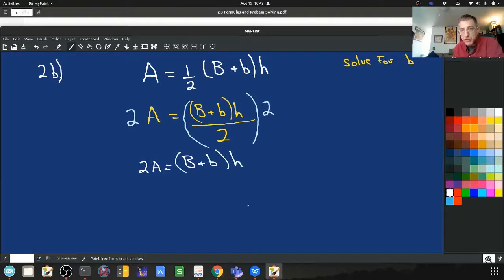Now here you have two different paths to go. And you can use distribution if you want. But I'm going to do it both ways. In the end, I have to get this small b out of the parentheses. So if I divide both sides by h, that's going to give me 2a divided by h is equal to B plus b.